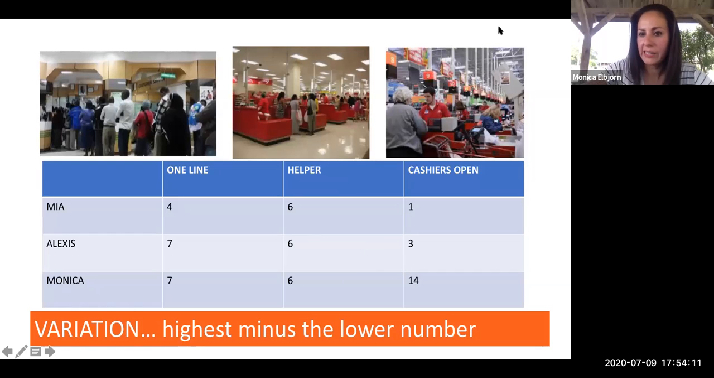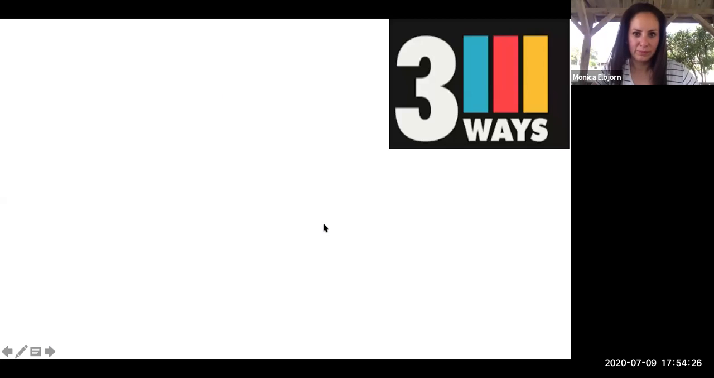So which one is our highest variation? I think the third one. The third one was our highest variation. So we're gonna do a little example with that one. So there are 3 ways of getting the variation on a data set. Let me lower this thing.